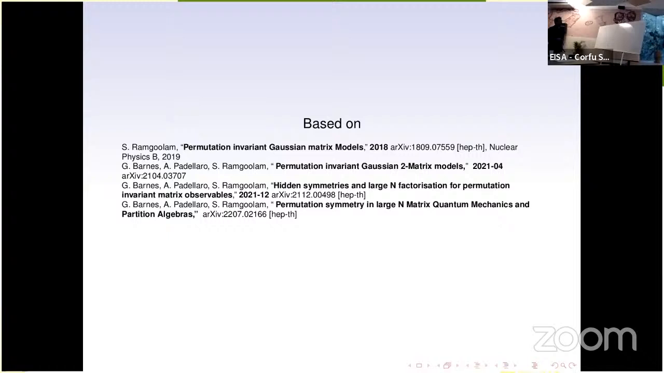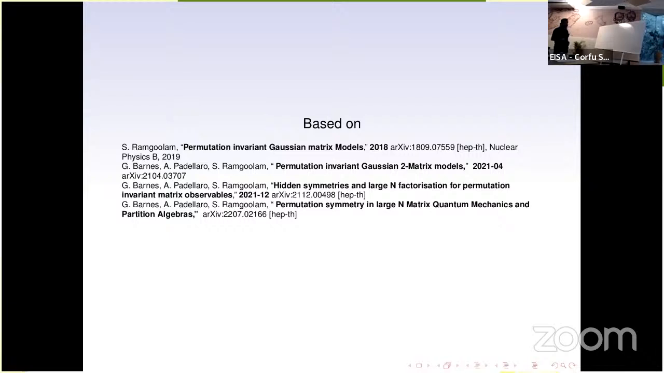And then in these last two papers, these three papers with my two students, we are starting to look at aspects of matrix invariants, which are sort of suggestive of holography. So there's something called large N factorization, which is important for gauge-string duality. And we are finding analogous large N factorization properties for these new kinds of invariant theory problems.